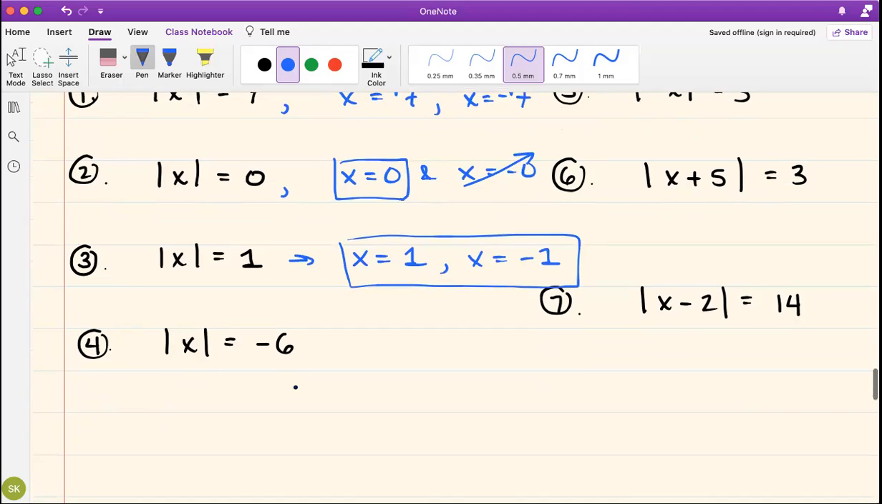This one's a little bit of a trick. Here I say, give me a number, and I'm going to spit out a negative. Well, the absolute value never spits out a negative. It always gives you a positive number. So this one has no solution, because if you plug in negative 6, you're going to get positive 6, and if you plug in positive 6, you're going to get 6. So there's nothing you can plug in there.